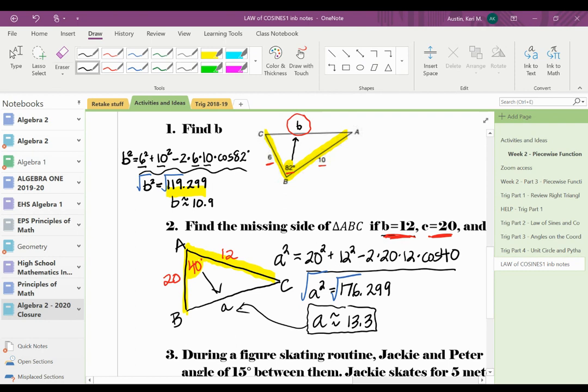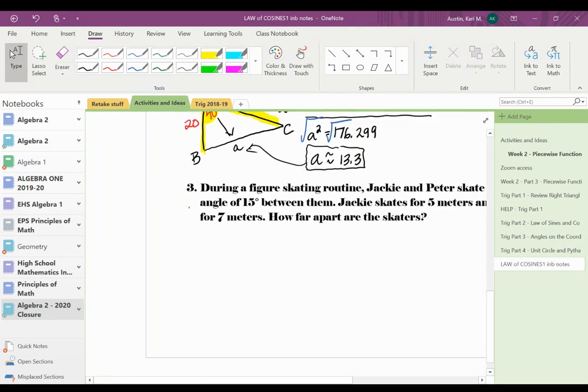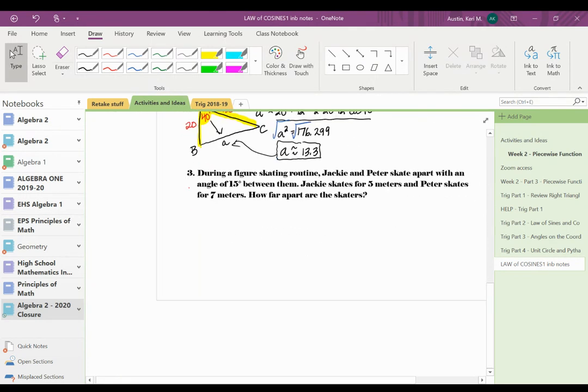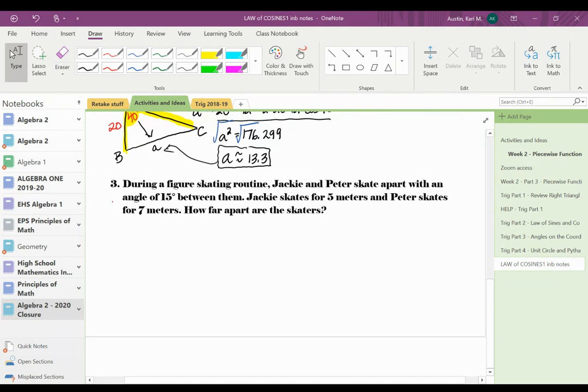Okay. All right, third one. During a figure skating routine, Jackie and Peter skate apart with an angle of 15 degrees between them. Jackie skates for 5 meters and Peter skates for 7 meters. How far apart are they? All right, they don't give us any letters this time. So I'm imagining Jackie and Peter are like right here. Disclaimer, I will not be able to draw this to scale perfectly. So here's Jackie. She's going to skate for 5 meters.